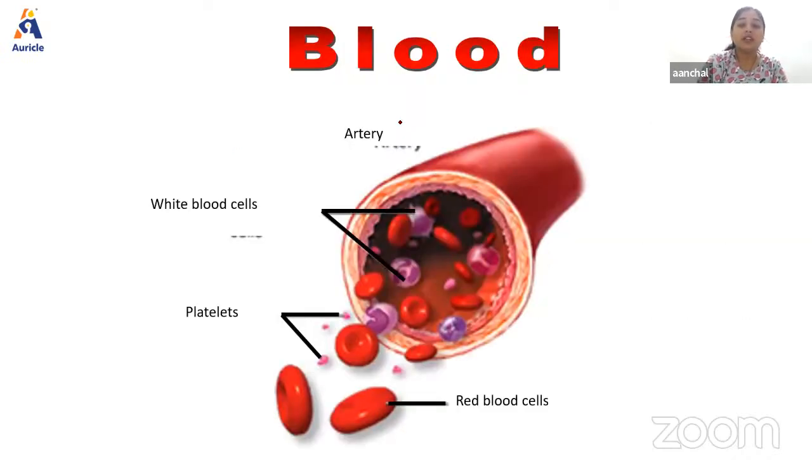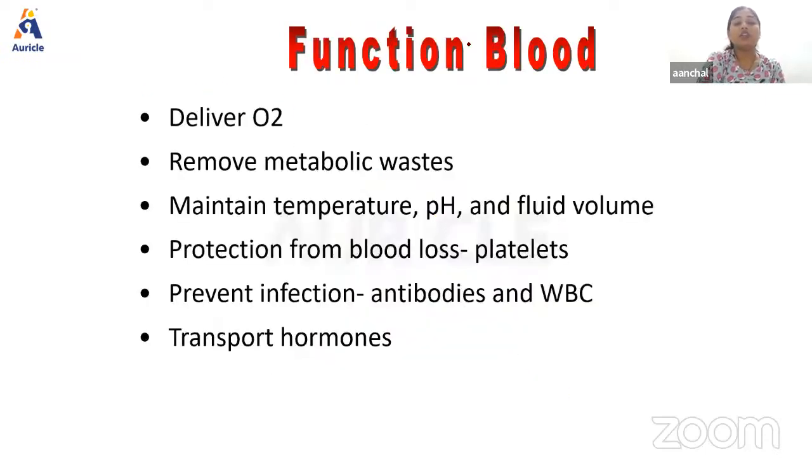As we can see in blood, various types of cells are there, like WBC, platelets, and RBC. So today we're going to discuss the RBC in detail. The function of blood is to deliver oxygen, remove metabolic waste, and maintain temperature, pH, and fluid volume. It also provides protection from blood loss through platelets, prevents infection with the help of antibodies and WBC, and is important for the transport of various hormones and some enzymes.